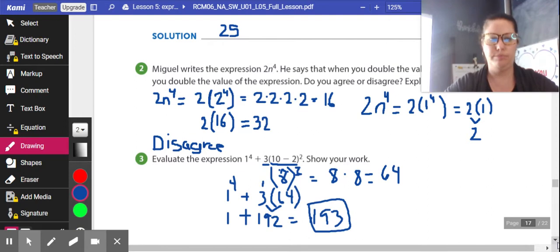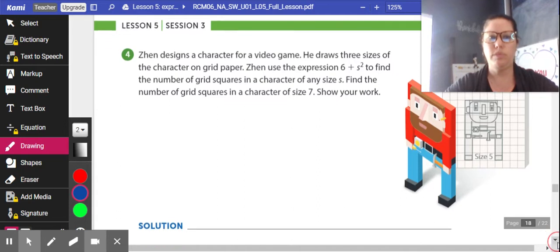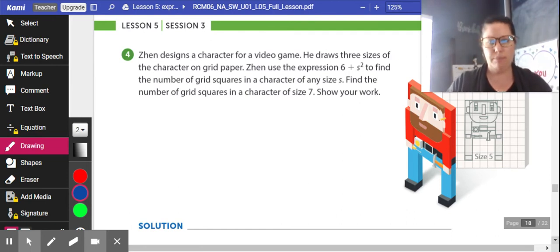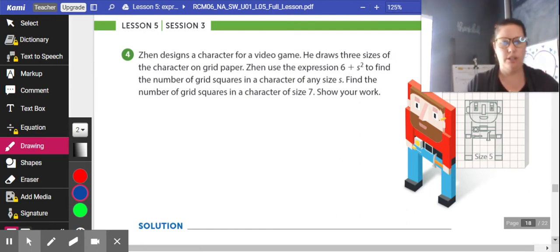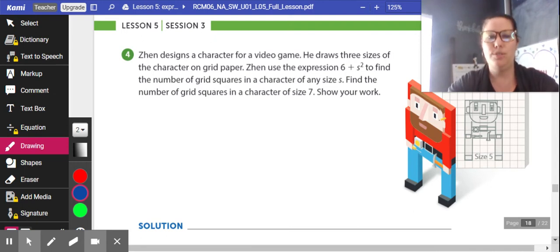Okay, let's move on. Number 4. Zen designs a character for a video game. He draws 3 sizes of the character on grid paper. Zen uses the expression 6 plus s squared to find the number of grid squares in a character of any size s. Find the number of grid squares in a character of size 7.